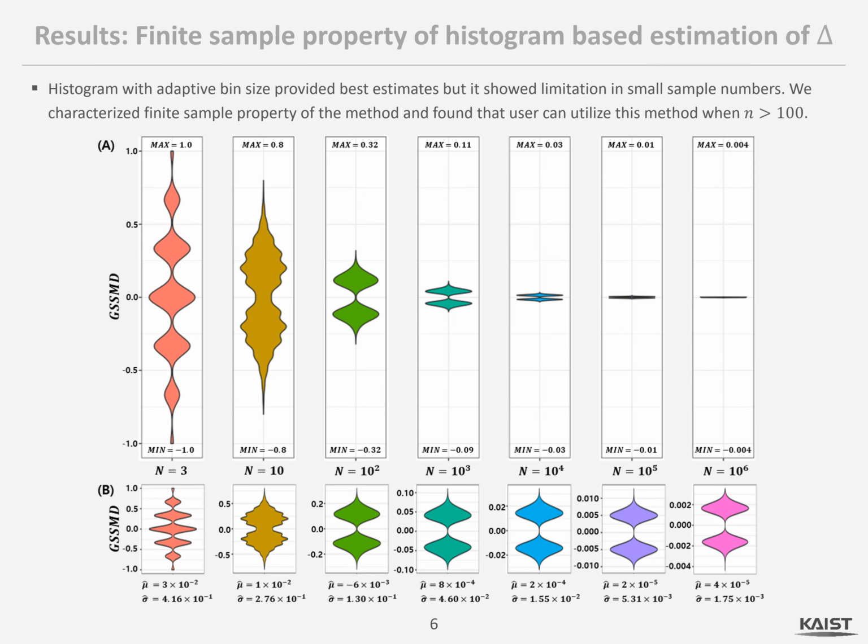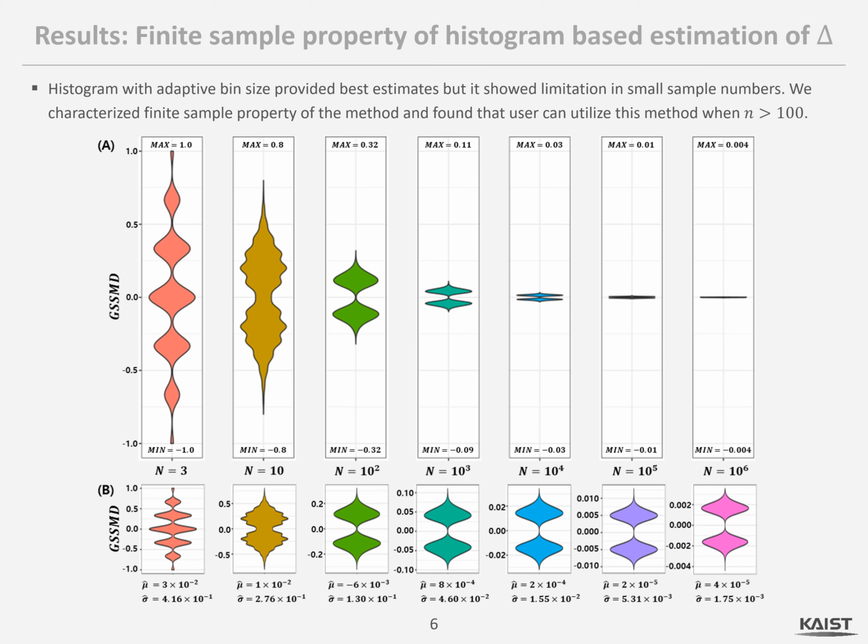We see that the histogram with adaptive bin size works well for estimation of delta. However, it could be too discretized when the sample number is small. Therefore, we need to characterize the finite sample behavior of these methods to fully utilize this method for the purpose.